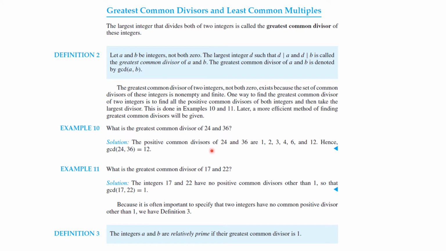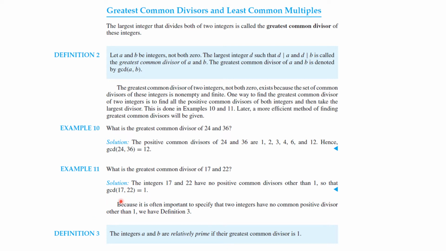Well, if you look at them, the common divisors are 1, 2, 3, 4, 6, and 12 that are common to the two. Hence, the greatest common divisor is 12. You could also ask, what's the greatest common divisor of 17 and 22? Well, these actually have no positive common divisor other than 1, so the GCD of this is equal to 1.